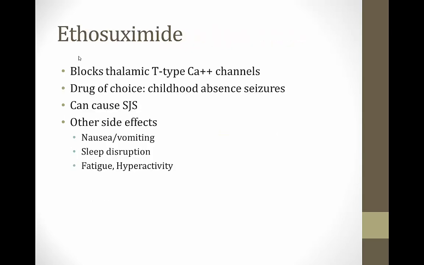So we'll talk about ethosuximide again. It blocks thalamic T-type calcium channels. This is a very unique mechanism. There really aren't any other antiepileptic drugs that carry this mechanism. It's the drug of choice in childhood absence seizures. It can cause Stevens-Johnson syndrome, and then it's got other side effects I've listed here: nausea and vomiting. Children can have sleep disruption on this drug, and it can cause fatigue and sometimes hyperactivity.